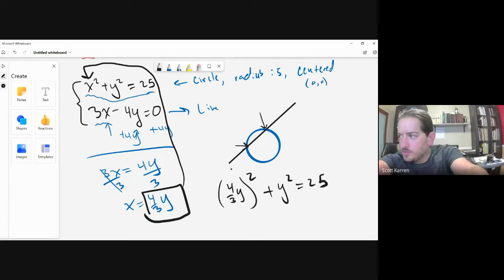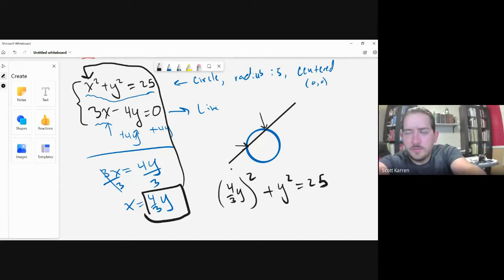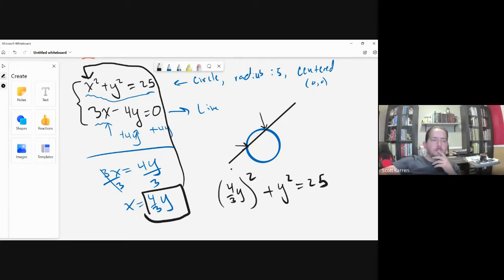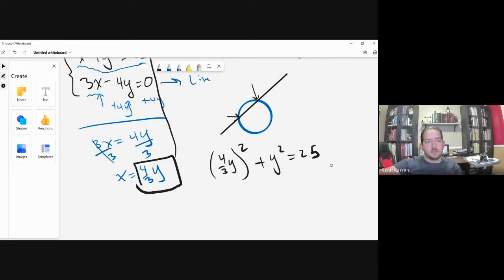Can't see anymore. Let me scoop this thing over. There we go. And then just solve this, because now it's a system. It's still nonlinear, but it's a system of only one equation. That is something I can deal with.